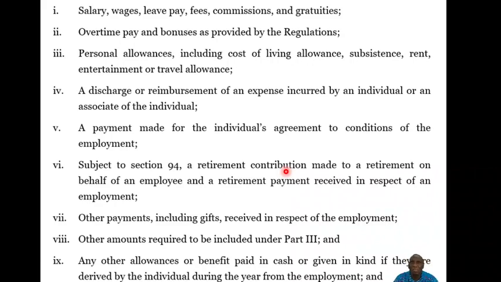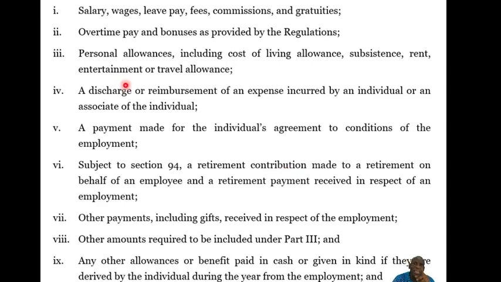Personal allowances, including cost of living allowance, subsistence, rent allowance, entertainment allowance, travel allowance, etc. Or anything at all with an allowance, please add it to the person's income and tax. Cost of living allowance, risk allowance, responsibility allowance, dog allowance, house help allowance, security allowance, maid allowance, etc. Leave allowance, rent allowance, everything with allowance. Please add it and tax.